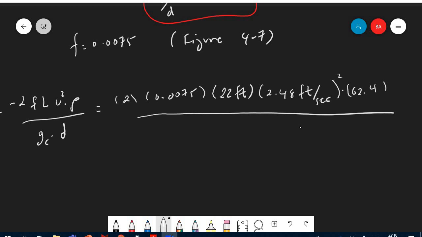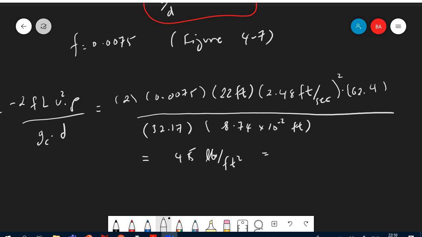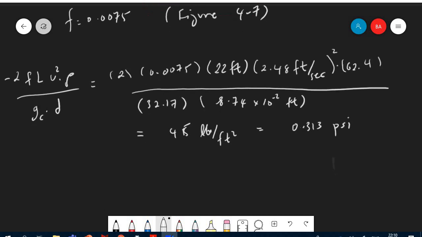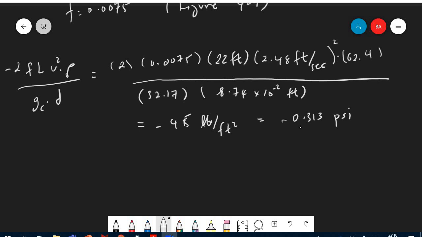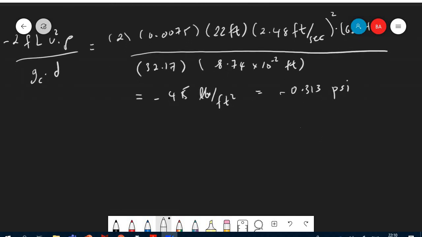Okay, that is divided by GC into the D, which is the diameter, 8.74 times 10 to the power minus 2 feet. Getting the answer is 45 pound per feet square. If you want to present this in PSI, this will be equal to 0.313 PSI. Of course, we are talking about a drop here, so it dropped by minus 0.313.